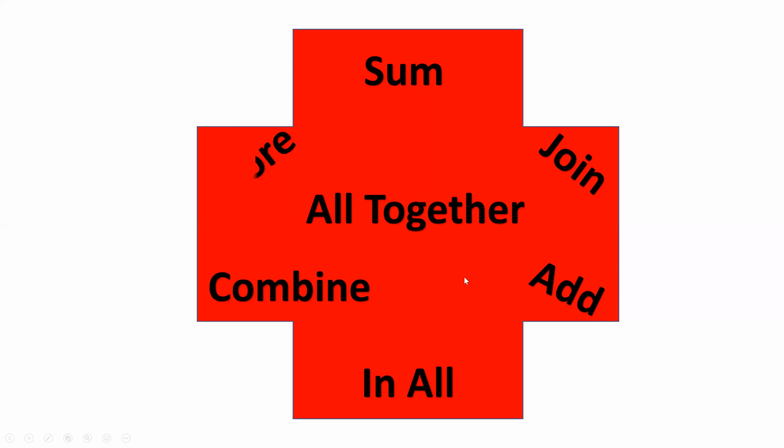Another math word is more. So for example, Jamie has 20 cookies and Rosa has 3 more cookies. How many cookies do they have all together? So in that example, we have two addition words. We have more and all together. So we know that we're definitely going to add.